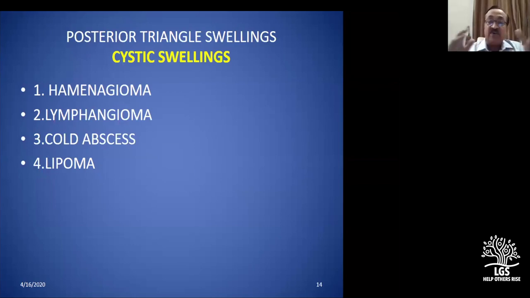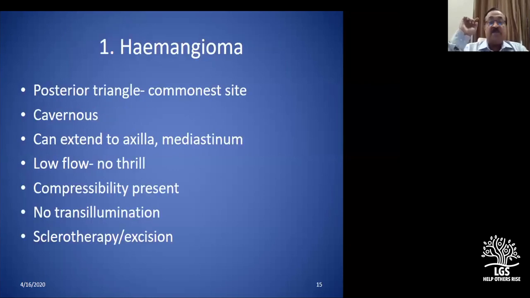I don't have to say that they are diagnosed by the fluctuation test, the most important test which we discussed yesterday, based on which you say this is a cystic swelling. When it comes to the posterior triangle, we don't have much there. Just keep these four in mind: as I told you, a lot of lymphatic tissue, a lot of vascular tissue, cold abscess, lipoma. In the neck, the posterior triangle is one of the common sites of a lipoma.